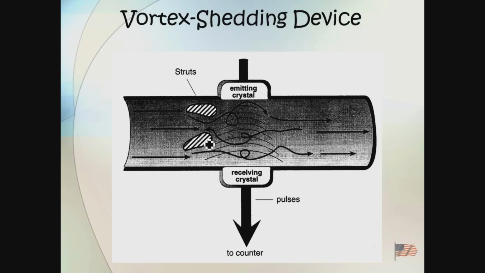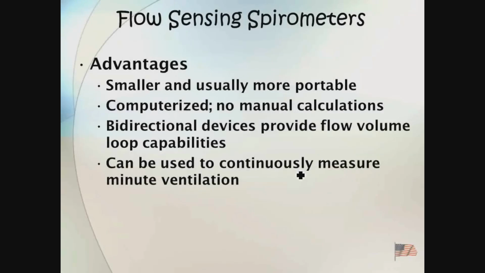Then there's a vortex-shedding device that basically uses ultrasonic waves. And as these waves are emitted across, there are some struts in the path of the gas that make it turbulent. And the degree to which that ultrasonic signal is disturbed is directly proportional to the volume. This is how the Servo-i measures tidal volume. So, kind of covering them all.